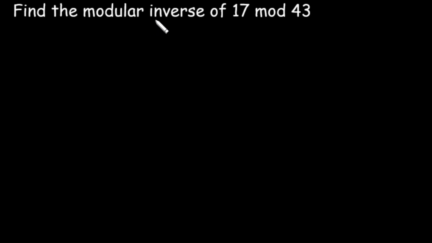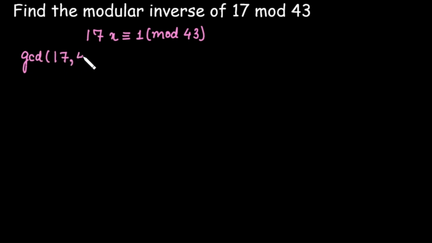Find the modulo inverse of 17 mod 43. It means we need to find x such that 17 times x is congruent to 1 mod 43. First step is always to check whether the inverse exists or not. So what is the GCD of 17 and 43? As both are prime numbers, the greatest common divisor between these two is 1. This implies yes, the inverse exists.